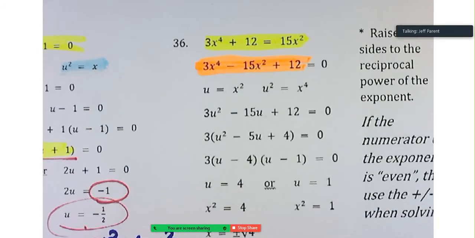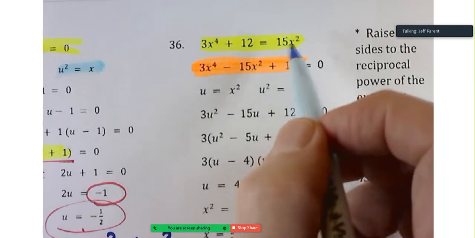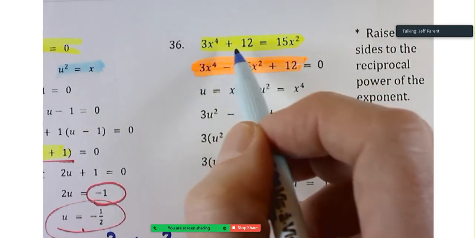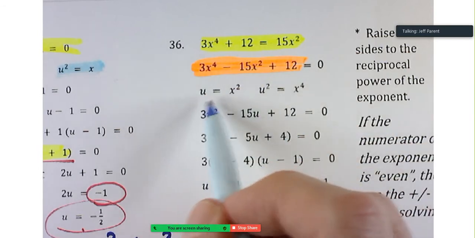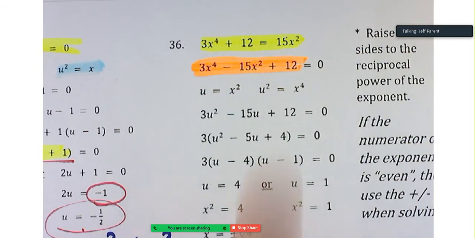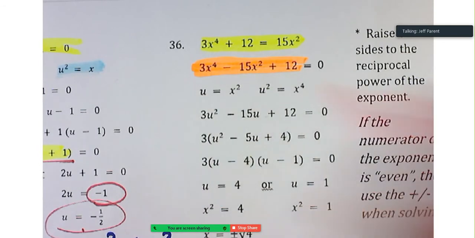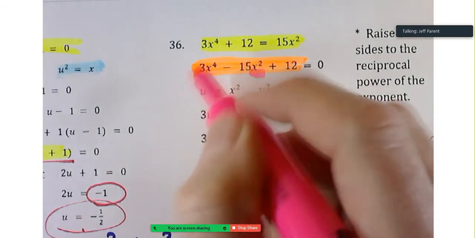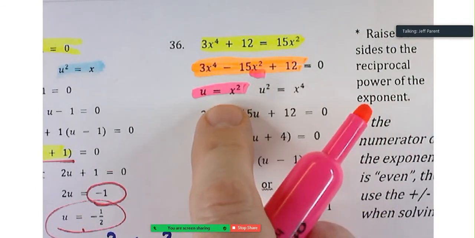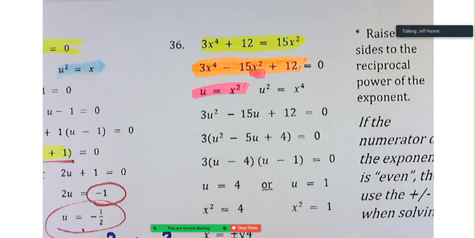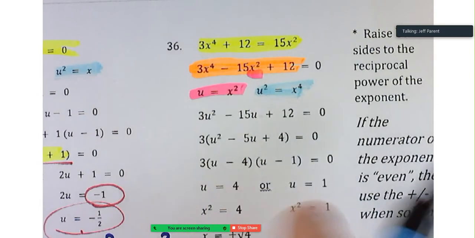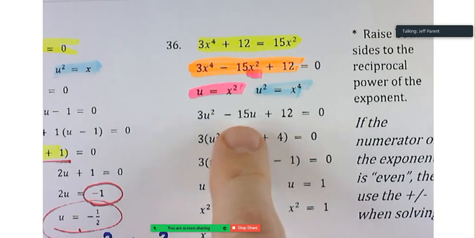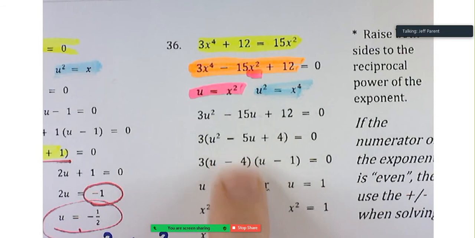Like a lot of our problems, you're going to start out by moving this term to the other side to get 0 on one side. You can make your u substitution because this is quadratic in form. So we'll let u equal the middle variable term. I'm not doing anything with the 15. I'm just letting u equal that middle variable term. And then automatically u squared is that term. That allows me to do my substitution, factor, and solve.